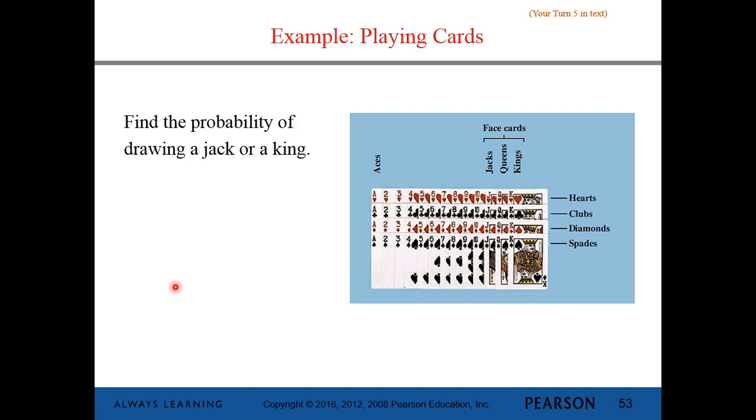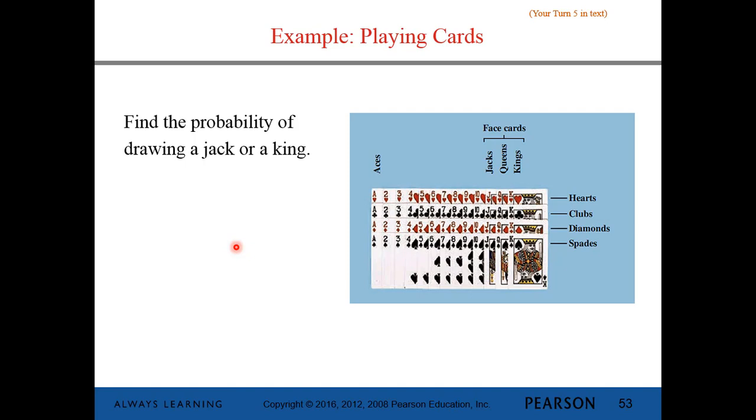And so now how many possible outcomes are there for drawing one card? In other words, what's the sample space in this experiment? I'm drawing one card from a standard deck of cards. How many different outcomes are there for drawing one card? 52. There are 52 different cards in the deck, so there are 52 different outcomes in the sample space.